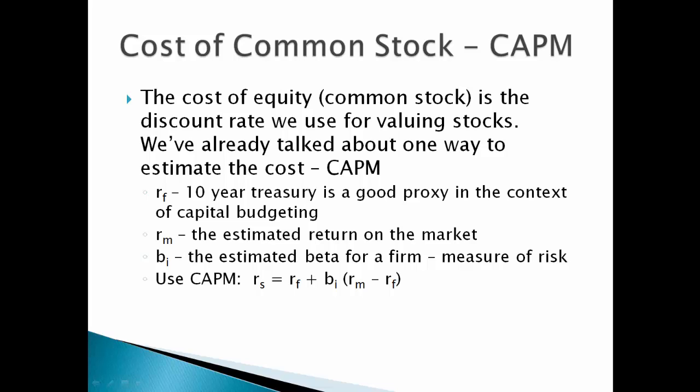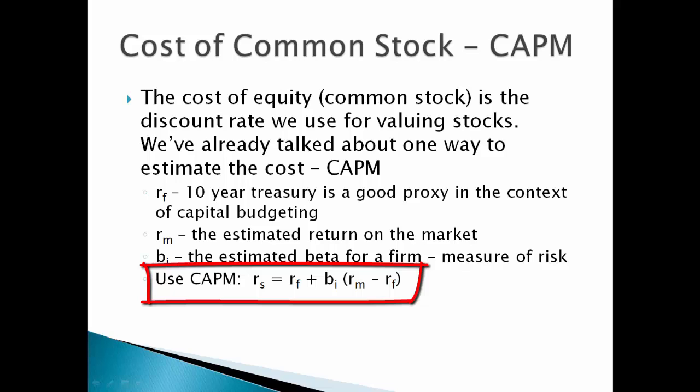The first one here is the capital asset pricing model. And here we can look at the cost of equity as just being the discount rate we're using to value stocks. We've already done this, and so we're just going to use that CAPM equation down here at the bottom, where we have the component cost of stock, R sub S, equal to the risk-free rate plus the beta for that stock times the market risk premium, which is this thing in parentheses here.